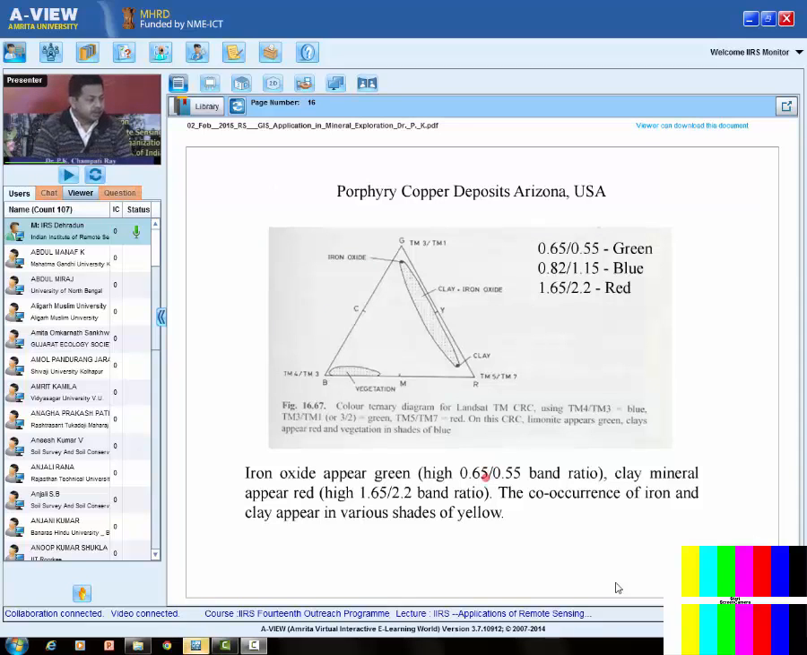Now, if we look at TM3 upon TM1, TM5 upon TM7, and TM4 upon TM3, like a ternary diagram in green, red and blue, these three ratios are displayed together in a ternary diagram, and you can see where the vegetation appears, and where the clay and the iron oxide appear. So iron oxide on one side and the clay on another side, and then the vegetation over here. Such a ternary diagram allows you to visualize the occurrence of clay, or to distinguish, differentiate or discriminate the clay from the iron oxide and the vegetation.